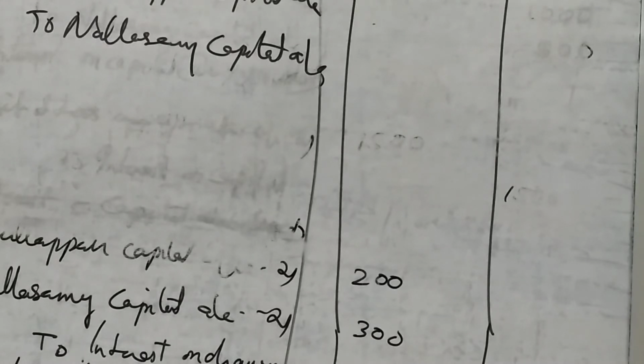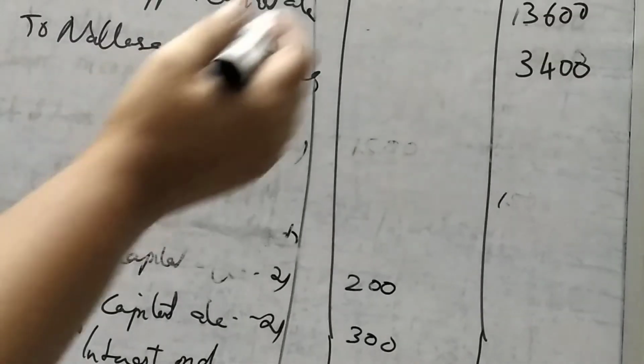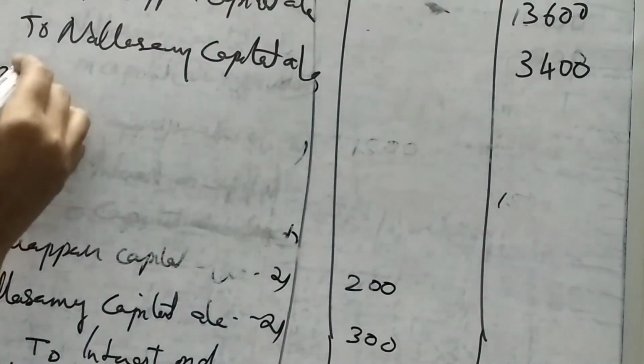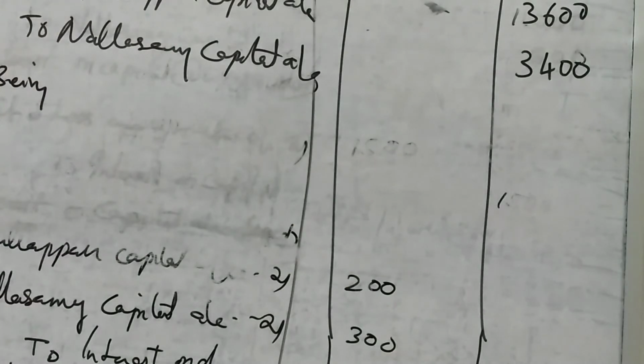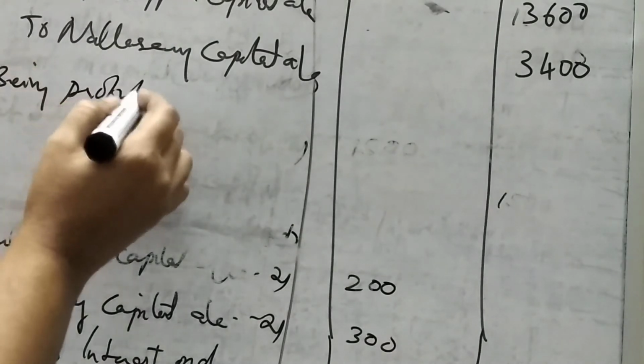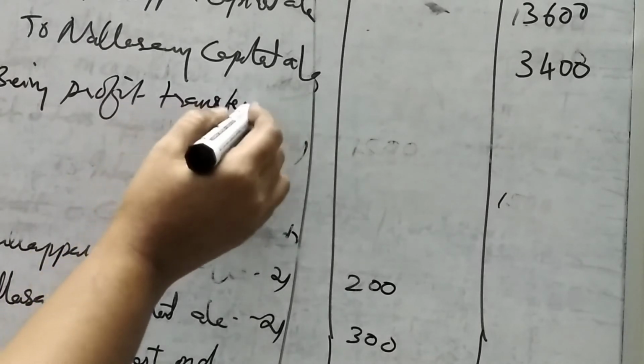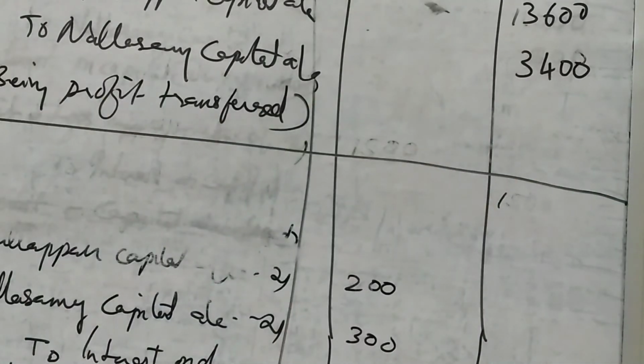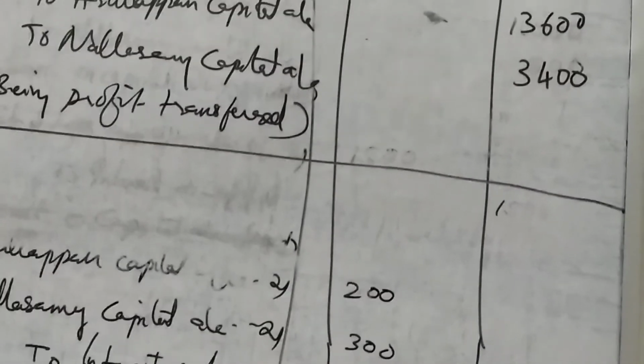How much is the amount? 17,000. So 17,000 divided gives 13,600 and 3,400. What is transferred here? Profit transferred. Okay, so this sum is over. This is the method of writing the journal entry and preparing the P&L account. Without this journal entry, we can directly enter into the profit and loss account. In the next sum you are going to enter directly into the profit and loss account.